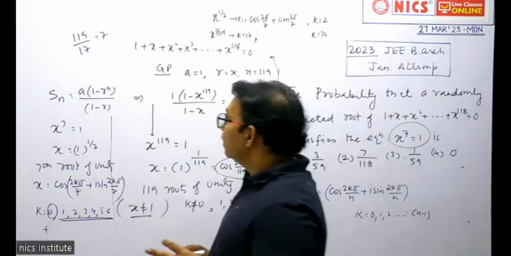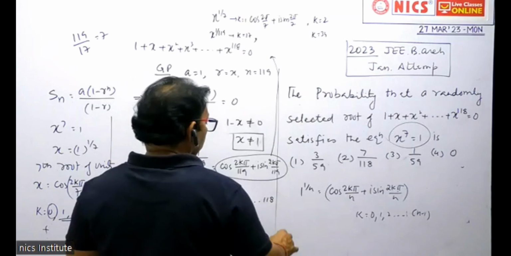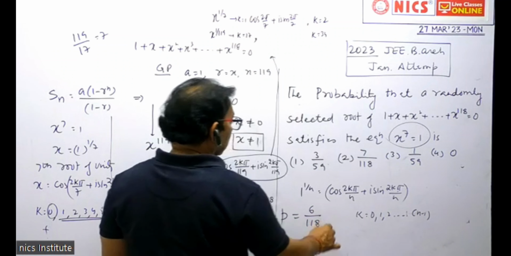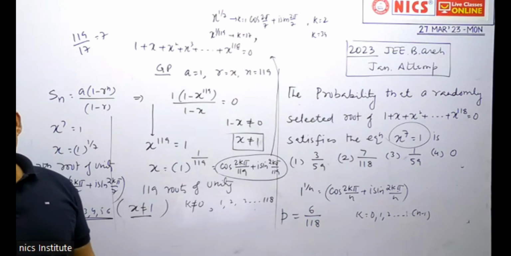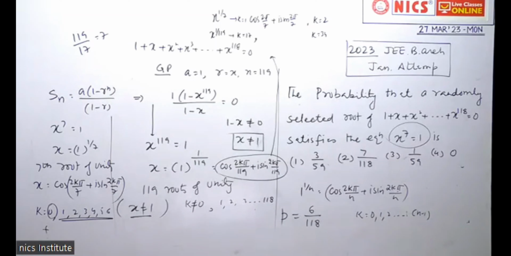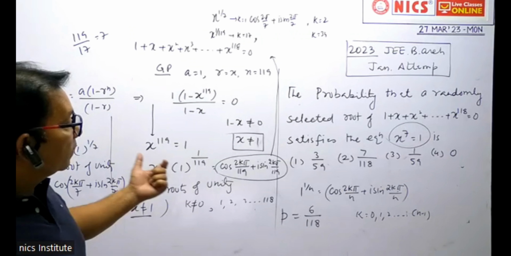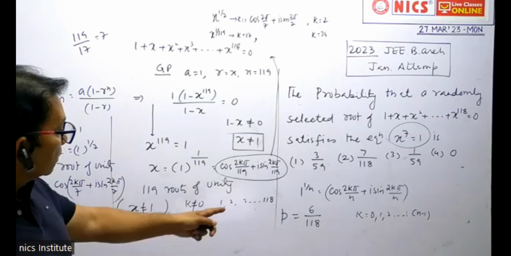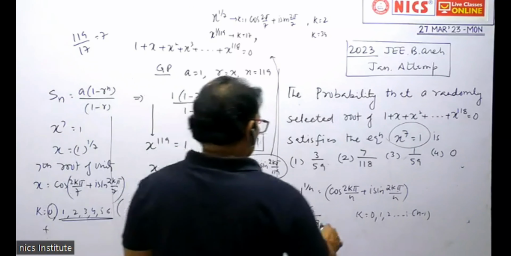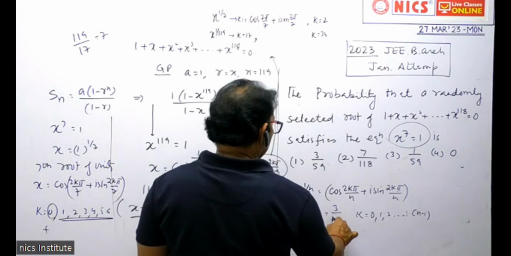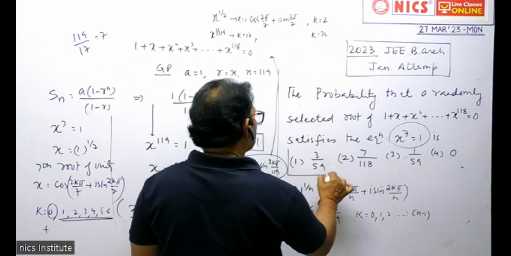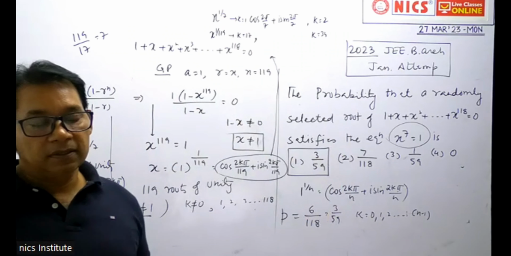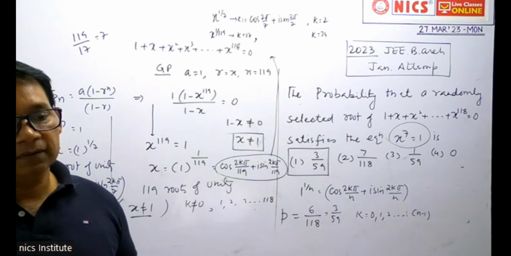That means favorable. How do you find the probability? Probability would be favorable outcomes divided by total number of outcomes. The answer would be 6 by 118. So, slightly difficult question: concept of AP GP, concept of complex nth roots, and again probability also. This is the answer. Divided by 2 will be 3 by 59. The answer is option number 1.